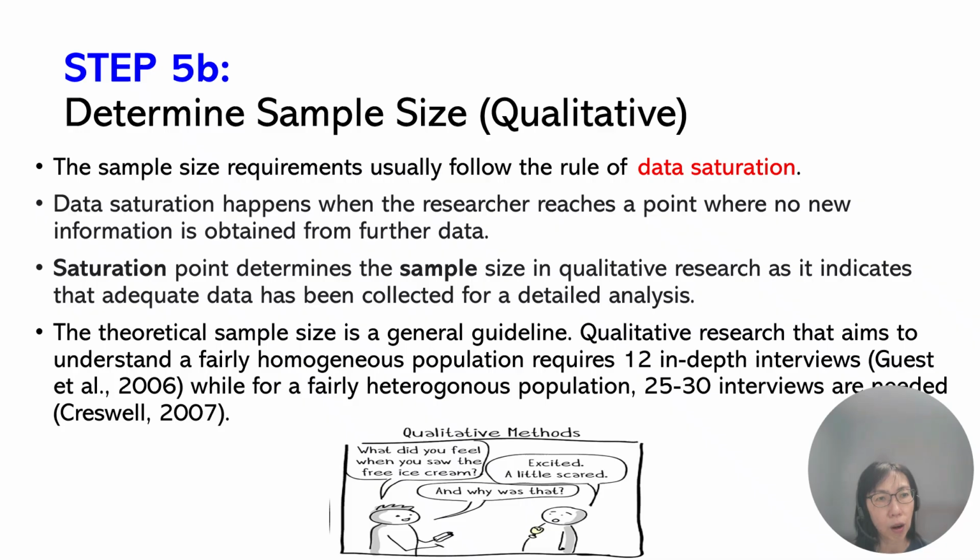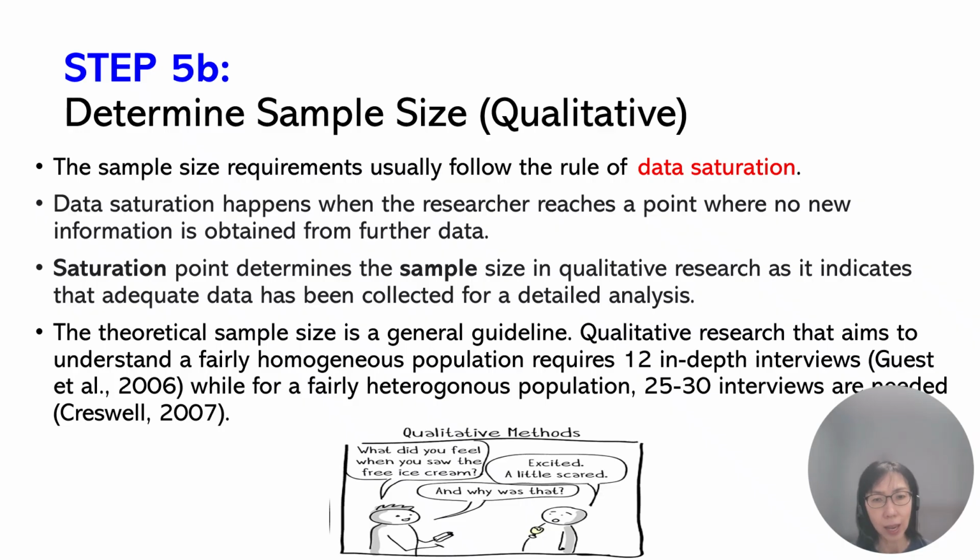Now I move on to the next part of determining the sample size, assuming that you are doing a qualitative study. For a qualitative study, the rule of thumb that we follow here is data saturation. Data saturation happens when the researcher has reached a point where no more information is obtained from further data. That will be the time that you need to stop proceeding with the interview or participant observation or whatever technique that you are using for your qualitative study.